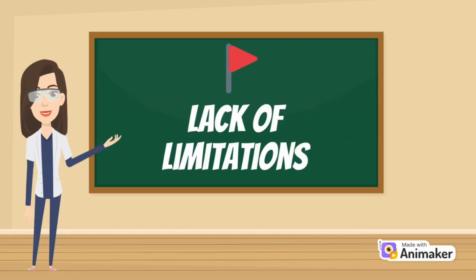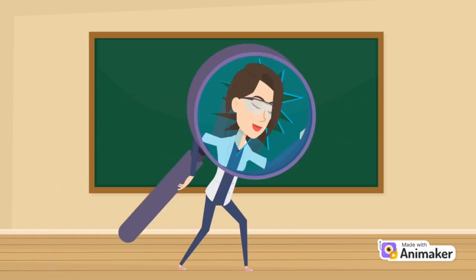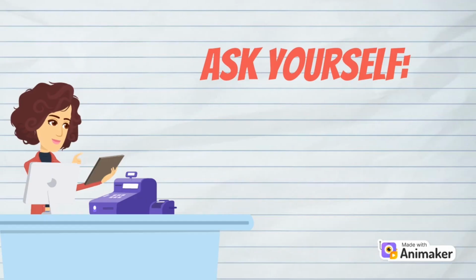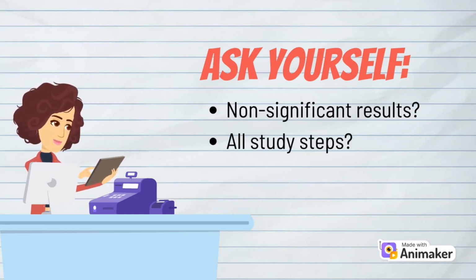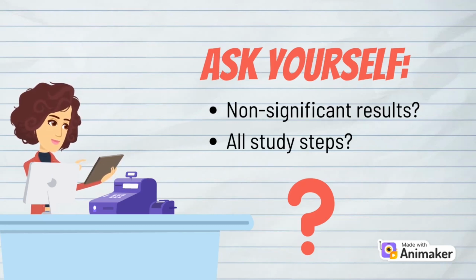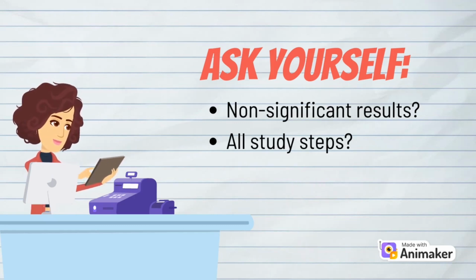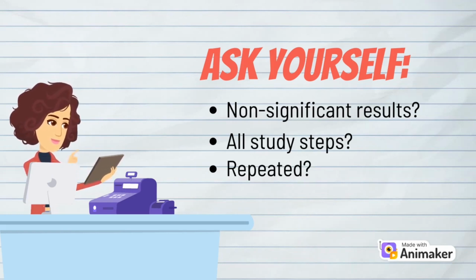Number 3, a lack of limitations. You should look for whether the limitations of a finding are included in the scientific study. Ask yourself, are non-significant results talked about, or is it just the significant ones? Are all of the study steps included, or are you left with questions on how researchers got a certain result? Lastly, is the experiment and study repeated by other researchers?